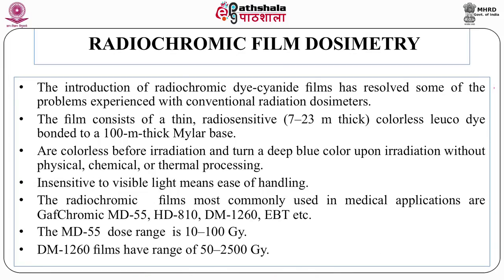Now, a new category of film has come which has obviated the need for processing. They are called radiochromic films. These dye films have resolved some of the problems experienced with conventional dosimeters. The film consists of a thin, radiosensitive, colorless leucodye bonded on a 100 micron thick mylar base. They are colorless before irradiation and turn a deep blue color upon irradiation without physical, chemical or thermal processing. The radiochromic films most commonly used in medical applications are Gafchromic films like models MD55, EBT2, EBT3.